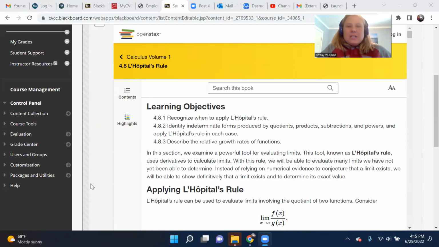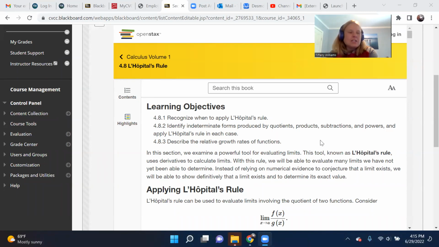So in this section, we examine a powerful tool for evaluating limits. This tool, known as L'Hopital's rule, uses derivatives to calculate limits. So with this rule, we'll be able to evaluate many limits we would not have been able to determine. So instead of relying on numerical evidence to conjecture that a limit exists, we'll be able to show definitively that a limit exists and to determine its exact value.